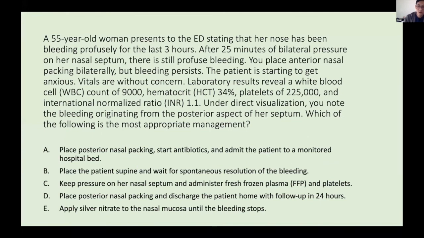Vitals are without concern. Lab results show a white blood cell count of 9,000, hematocrit of 34%, platelets of 225,000, and INR of 1.1. Under direct visualization, you note the bleeding originating from the posterior aspect of her septum. Which of the following is the most appropriate management?